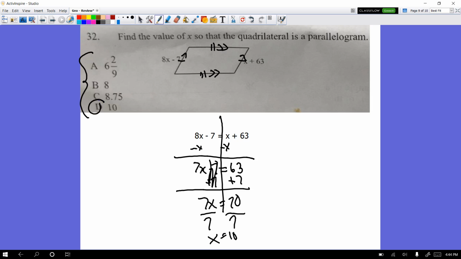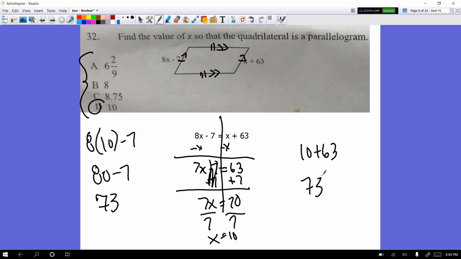And just to be thorough, you're taking a test, you don't want to do it twice. 8 times 10 minus 7, 80 minus 7, that's going to be 73. Then you've got 10 plus 63, 73. That's how you know. Okay? And you could have used the answer 10 as substituted in without doing any of this work, but you'd have been solving more problems than you needed to.